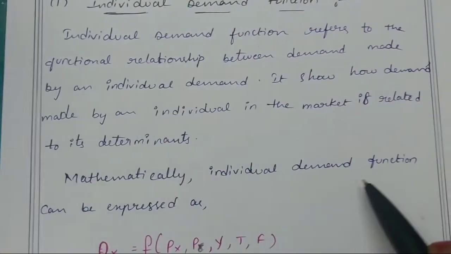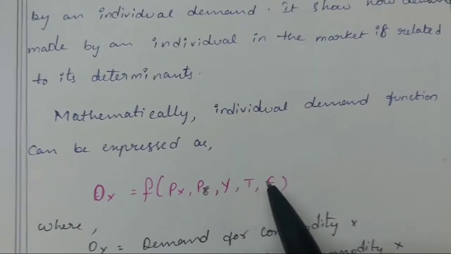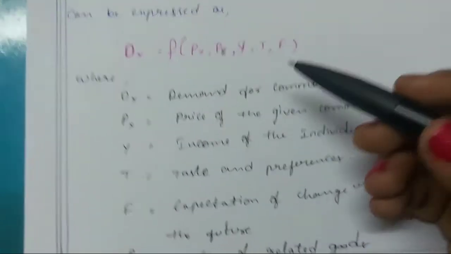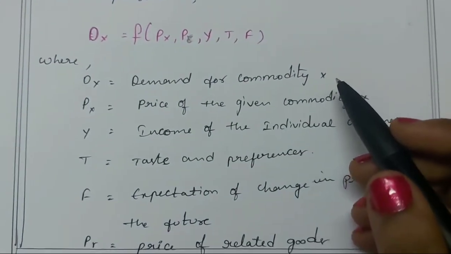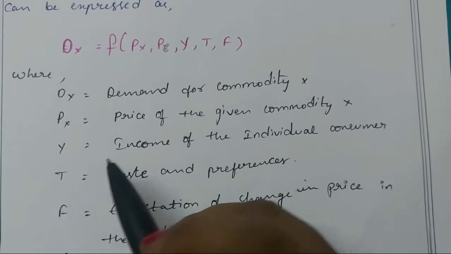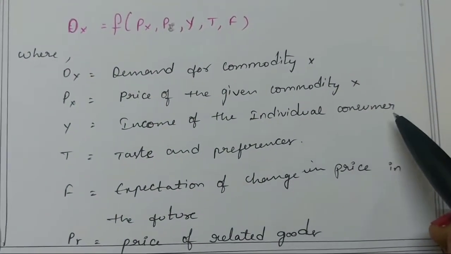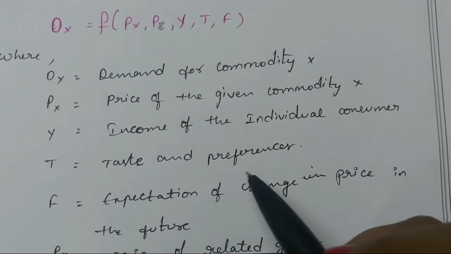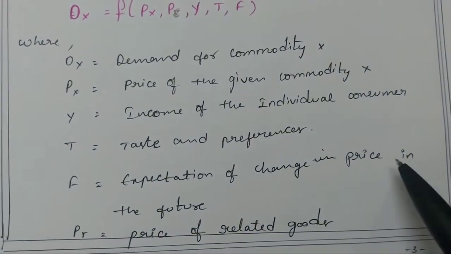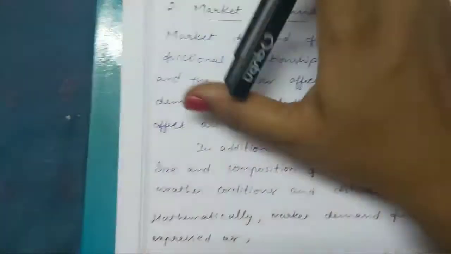Mathematically, individual demand function can be expressed as Dx equals f of Px, Pr, Y, T, F, where Dx equals demand for commodity X, Px equals price of the given commodity X, Pr equals price of related goods, Y equals income of the individual consumer, T equals taste and preferences, and finally F equals expectation of change in price in the future. That's all about the mechanism of individual demand function.